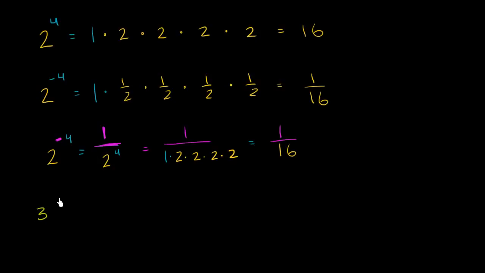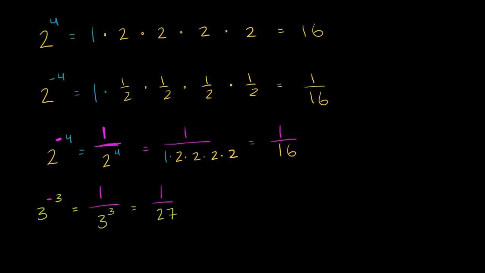So let's try 3 to the negative 3rd power. Remember, whenever you see that negative, what my brain always does is say, I need to take the reciprocal here. So this is going to be equal to, and I'm going to highlight the negative again, 1 over 3 to the 3rd power, which would be equal to 1 over 3 times 3 times 3, which is going to be 27. So this is going to be 1/27th.